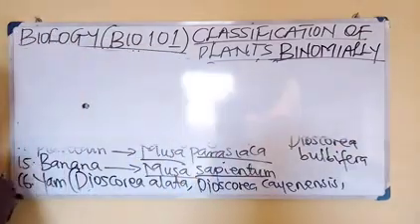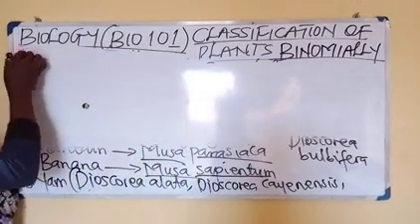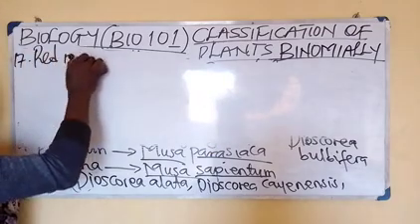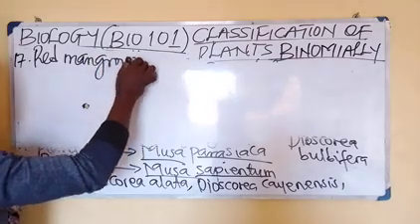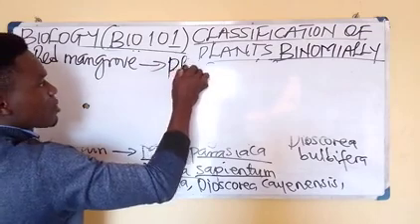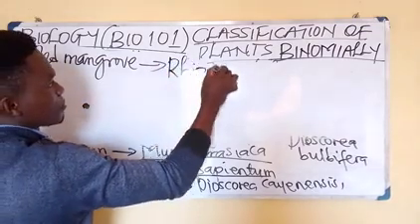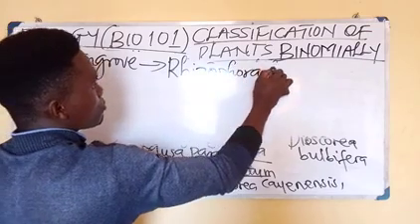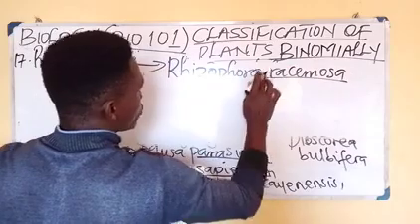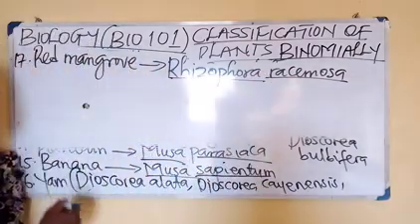Okay? Then another one, which is number 17. Red mangrove. These are common plants. This one is not too common per se. Red mangrove is Rhizophora racemosa. Alright, so this is the botanical name of this plant, Rhizophora racemosa.